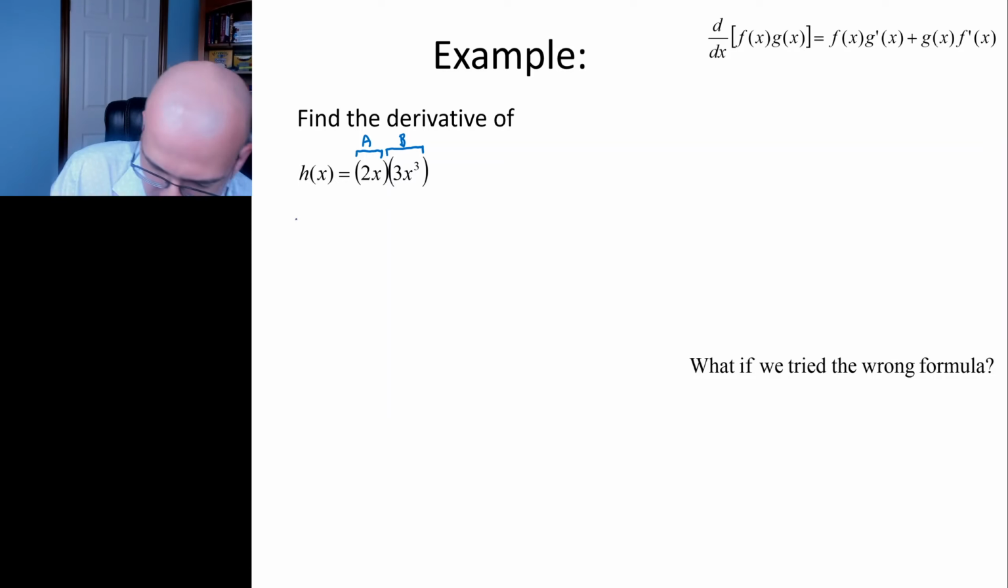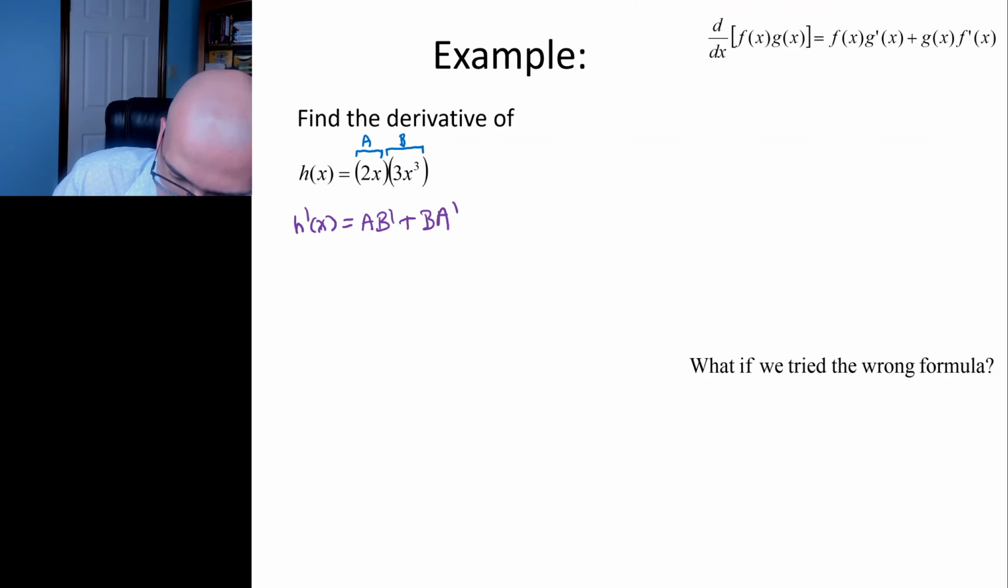So I'll take the derivative with this ABBA rule: a times b prime plus b times a prime. That's the product rule.